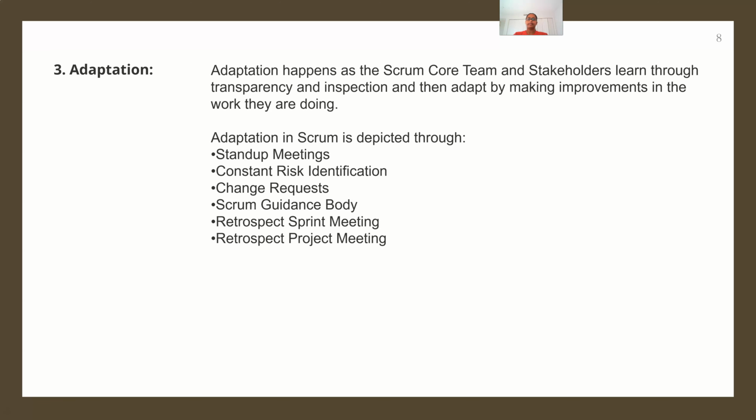Moving to the third one, that is adaptation. Adaptation happens as the Scrum core team and the stakeholders learn through transparency and inspection, and then adapt by improving the work they are doing. Adaptation in Scrum is depicted through stand-up meetings, constant risk identification, change requests, retrospective sprint meetings, and retrospective project meetings. The retrospective meetings could be of two types. One is during the sprint and one is at the end of the project.